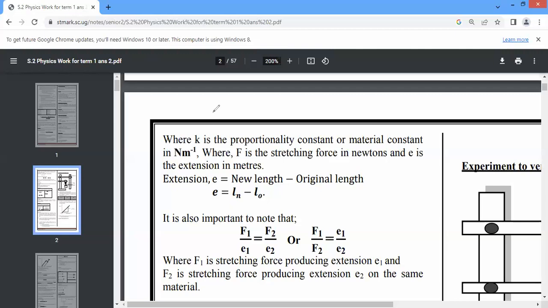Now, what I was explaining to you has been written here, that K is a proportionality constant or material constant, which we called a force constant or a spring constant, if we have used a spring. And they have told us that F is force in newtons, and E is the extension in meters. Now, how do we get extension? Let us have an example here.